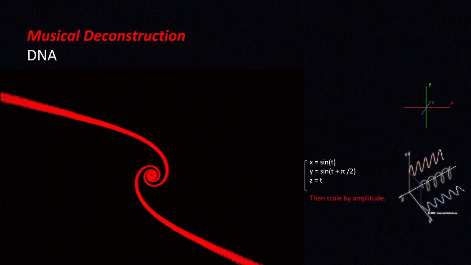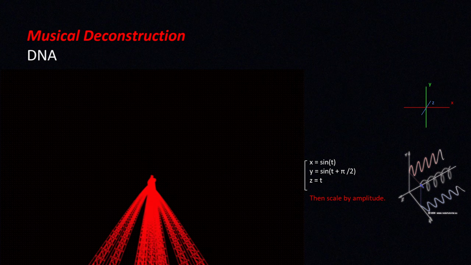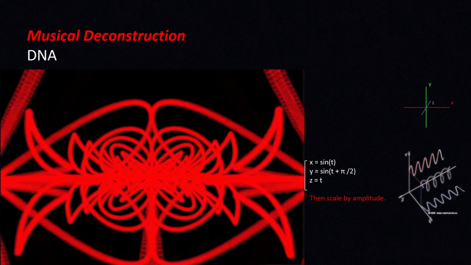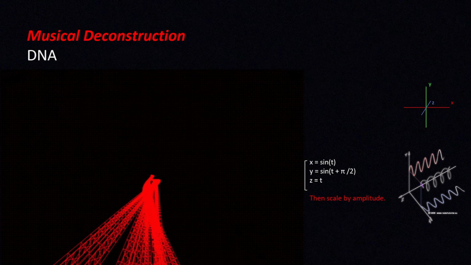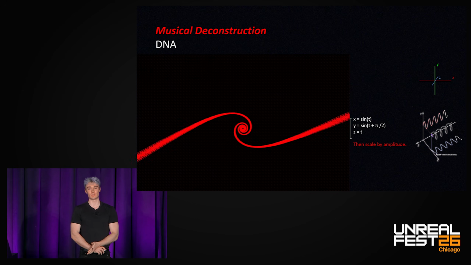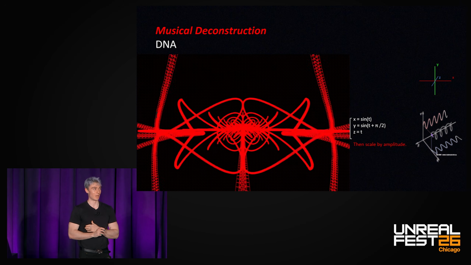I'm just interpolating my parameters. So then we plug that in here. We get sine of t plus pi/2, and then I just walk forward as I'm doing it. And that's how that transition ended up being so smooth.